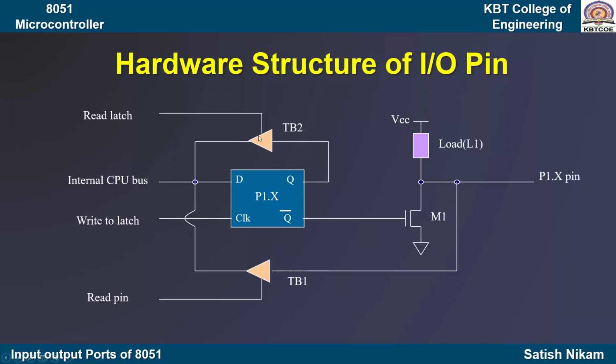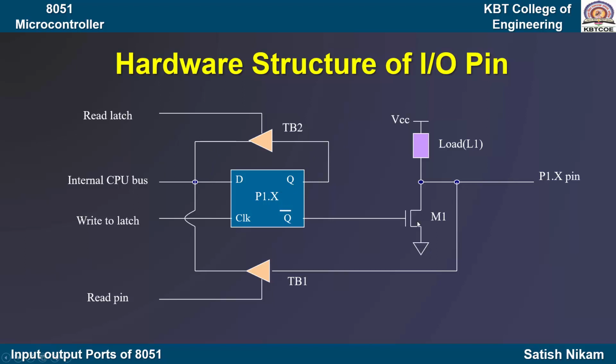There are two tri-state buffers, TB1 and TB2. TB1 is controlled by the read pin signal. When this read pin signal is equal to 1, the data present on the pin is made available. This we will discuss in detail when we discuss the actual read operation for the pin. TB2 is controlled by read latch. When this read latch signal is equal to 1, whatever data is present in the internal latch becomes available on the CPU bus.